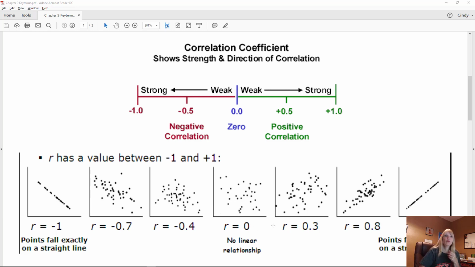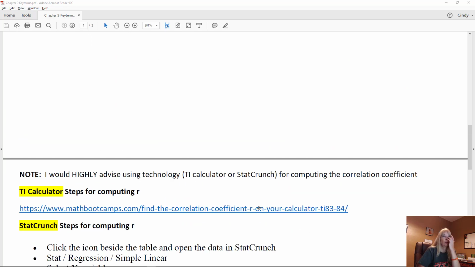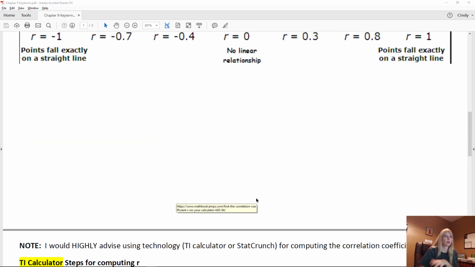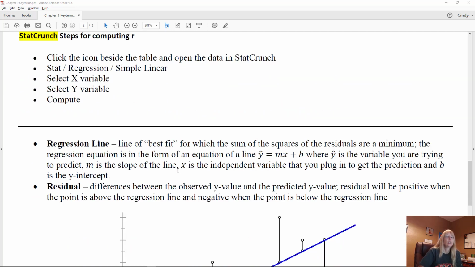And the reason we like to know if there's a linear relationship, that moves us to the second part of this lecture, or not lecture, overview, which is linear regression. Okay, so we'll come to that next. Again, as I mentioned, I probably would use Statcrunch just because it's right there in the lab to find the correlation coefficient R, but if you're a calculator person, you like your calculator, this is a good website that shows you have to turn diagnostic on, and then you can actually set up your calculator to do it for you.